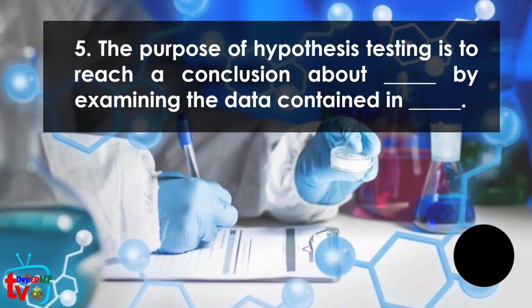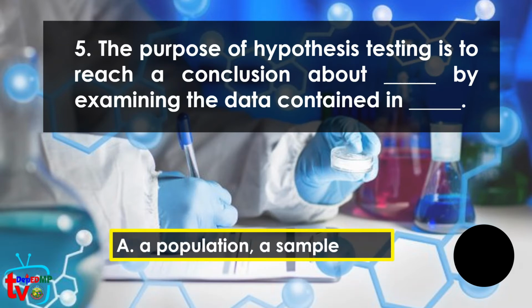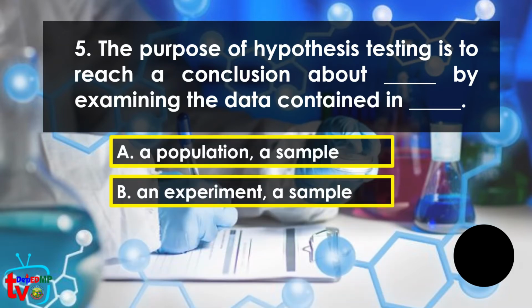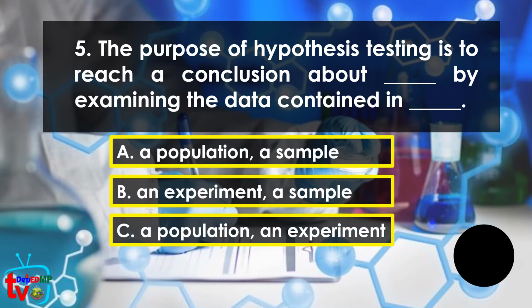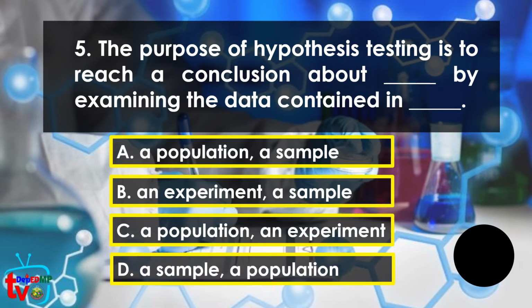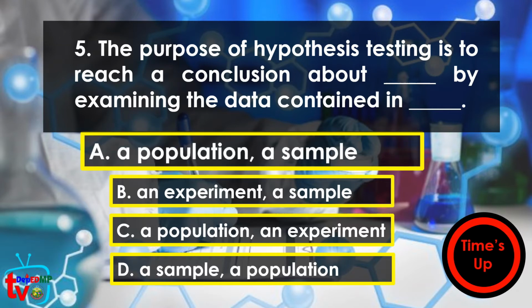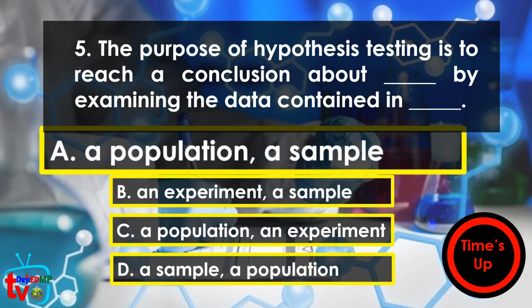Number 5. The purpose of hypothesis testing is to reach a conclusion about blank by examining the data contained in blank. Letter A. A population, a sample. Letter B. An experiment, a sample. Letter C. A population, an experiment. And letter D. A sample, a population. Time is up, and the answer is letter A. A population, a sample.